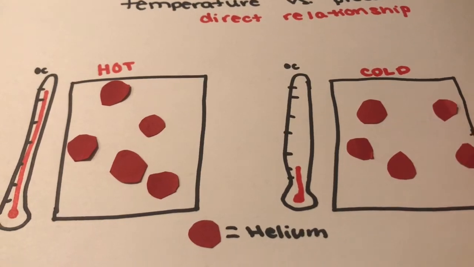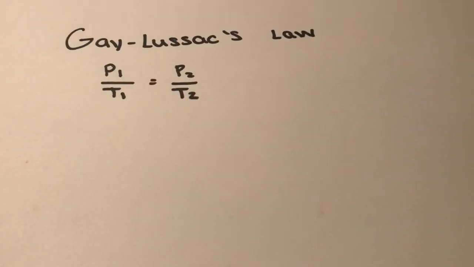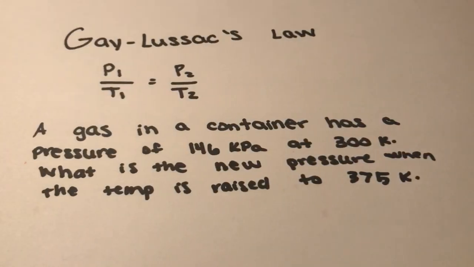This decreases the pressure. The relationship between temperature and pressure is known as Gay-Lussac's law. This can be seen as P1 over T1 equals P2 over T2. A gas in a container has a pressure of 146 kilopascals at 300 degrees Kelvin. What is the new pressure when the temperature is raised to 375 Kelvin?